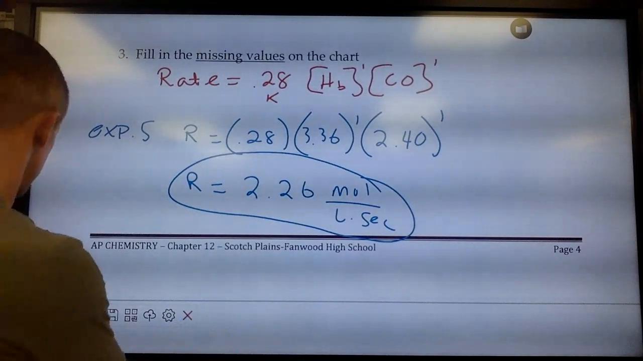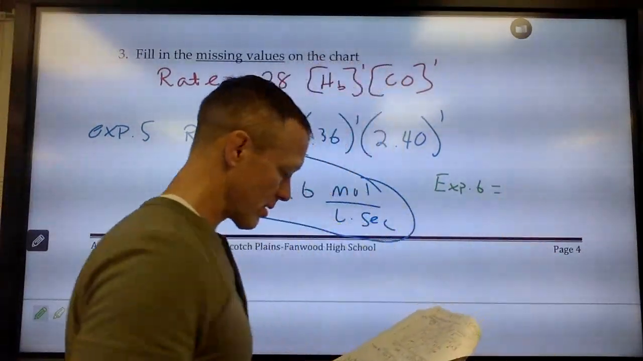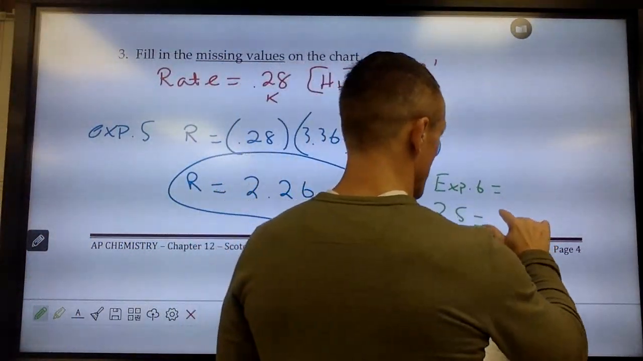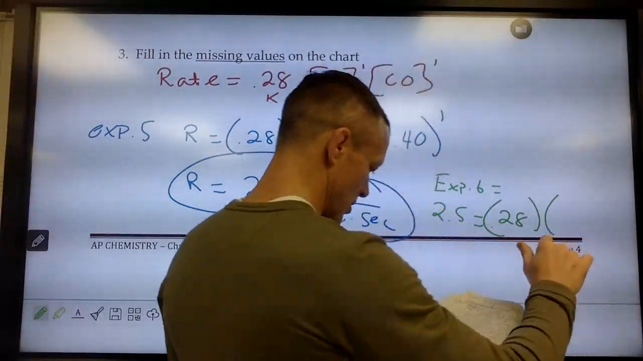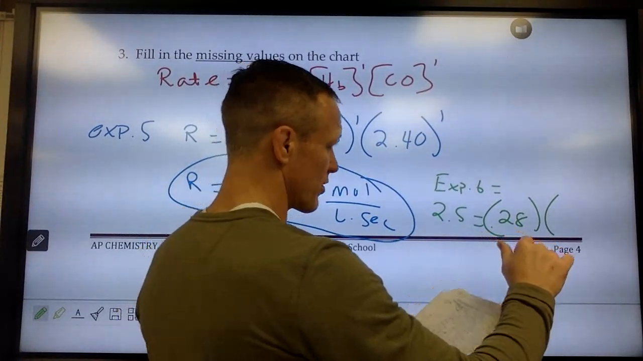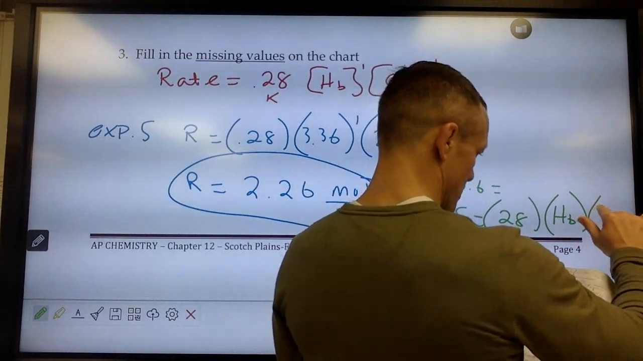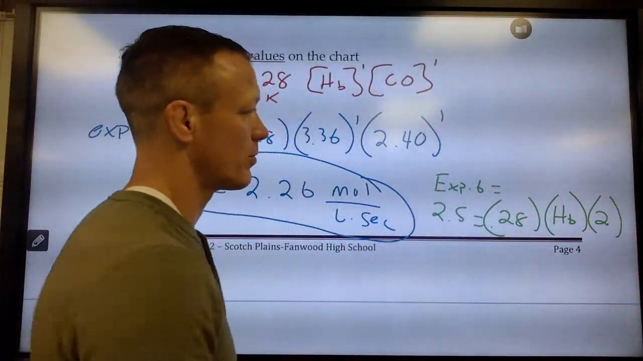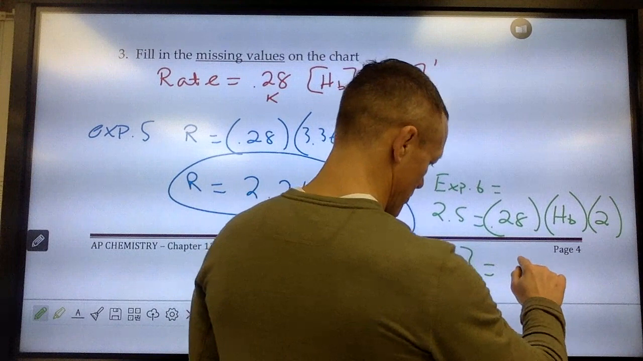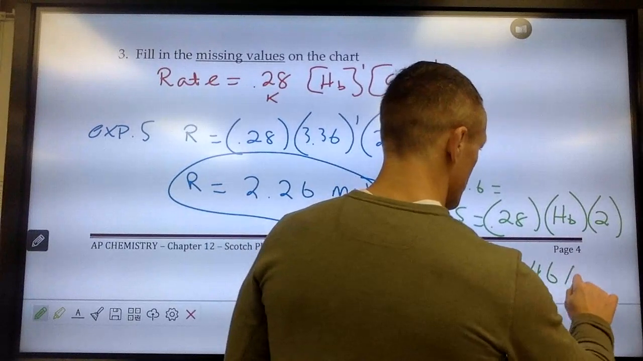All right. Experiment 6 is also missing some stuff. And this time it gives you a rate. So we're going to put the rate out front. 2.5 is your rate. 0.28 is our constant. It gives us the concentration of carbon monoxide. We're looking for the concentration of hemoglobin. So we're looking for hemoglobin's concentration, and it gives us carbon monoxide at 2 molar. So a little bit of algebra there. We get a concentration of hemoglobin for that trial of 4.46 molar.